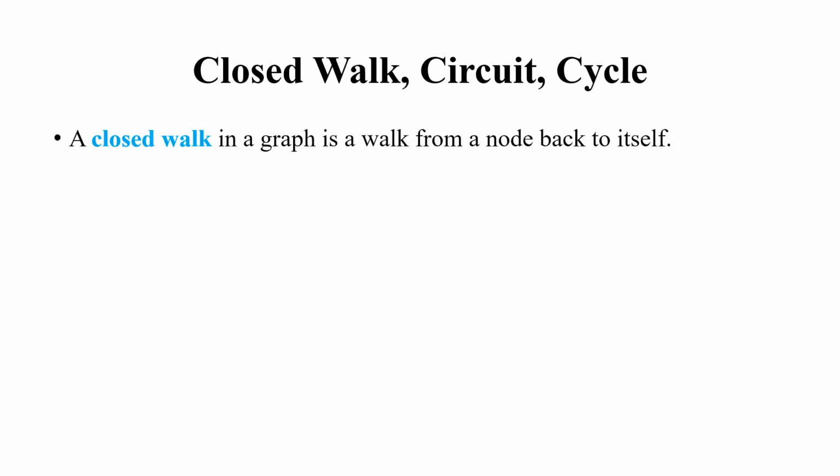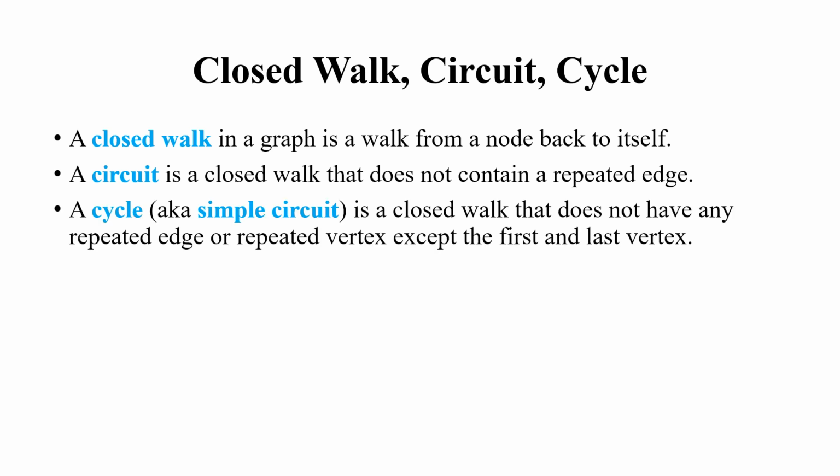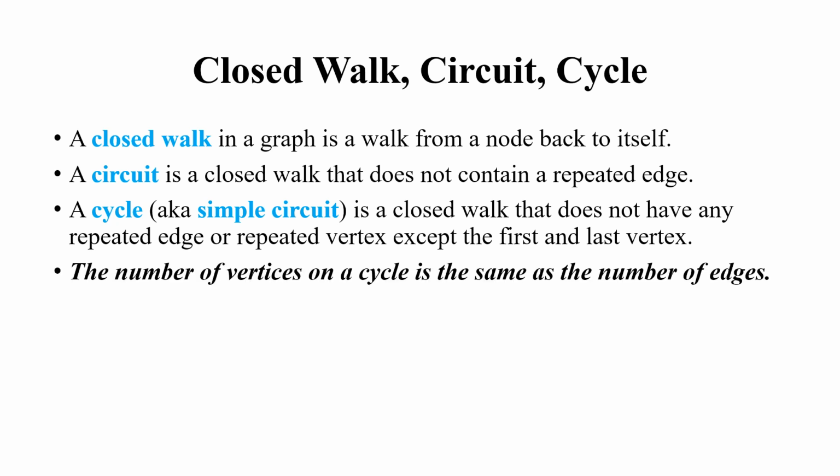Now, closed walk, circuit, and cycle. A closed walk in a graph is a walk from its node back to itself. A circuit is a closed walk that does not contain a repeated edge. And a cycle, also called a simple circuit, is a closed walk that does not have any repeated edge or repeated vertex except the first and the last vertex. The number of vertices on a cycle is the same as the number of edges, because the first and last vertex is the same. So the number of vertices becomes equal to the number of edges.